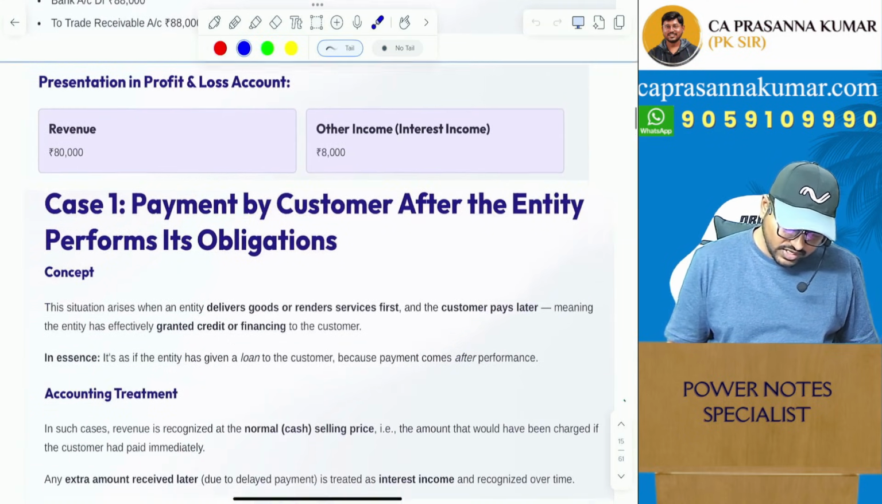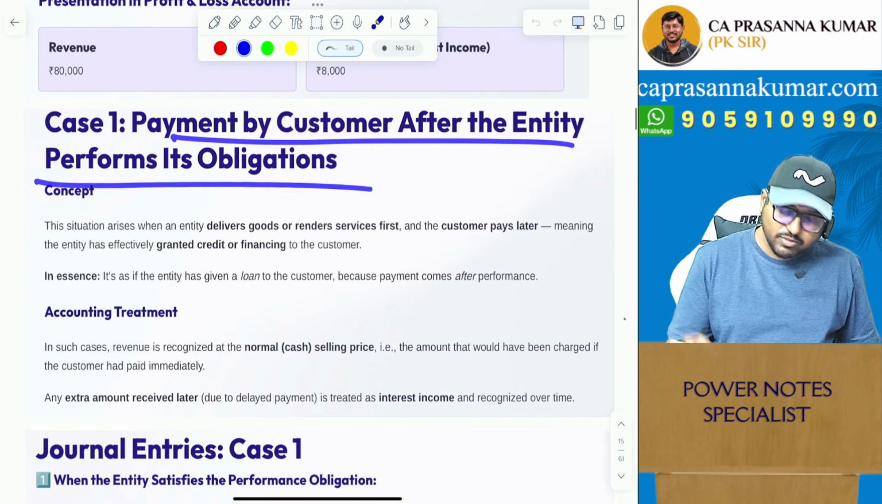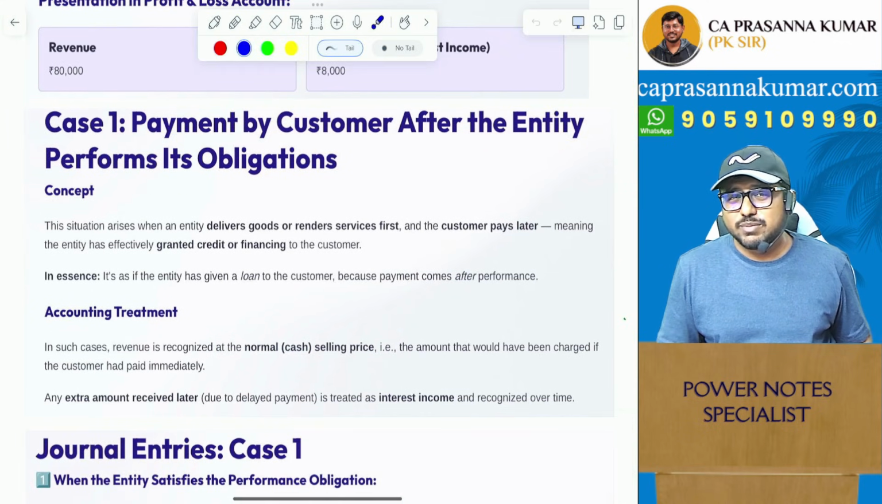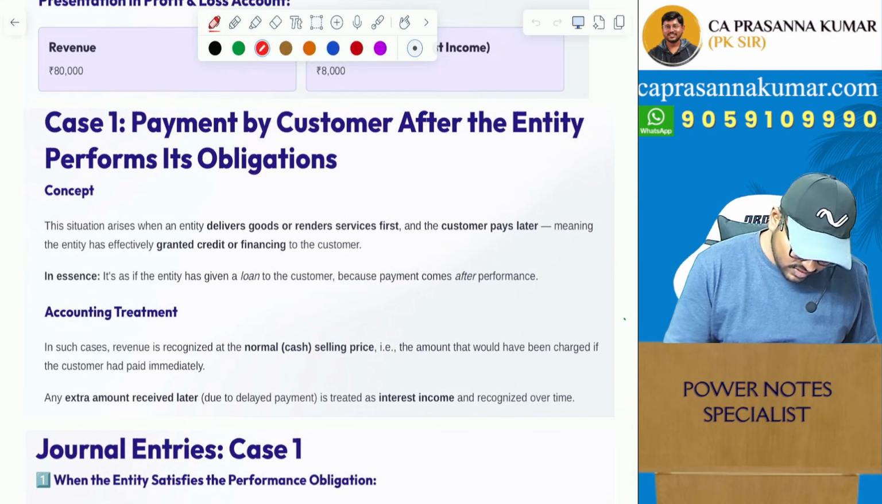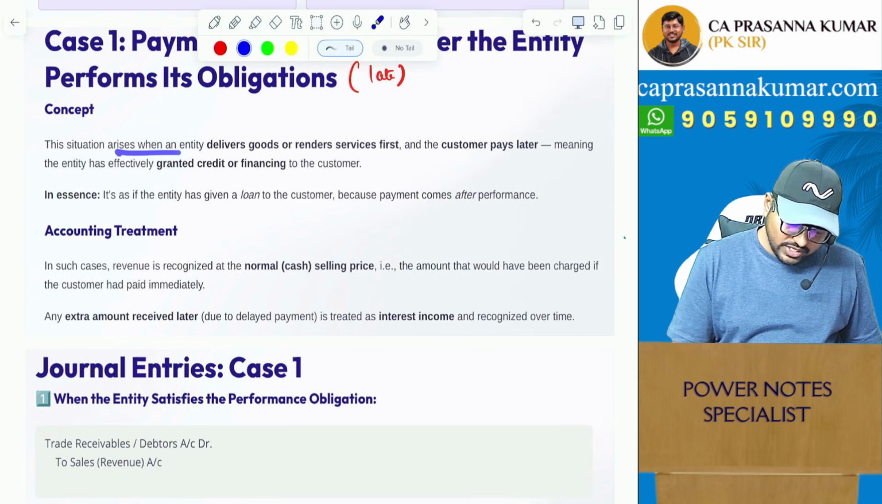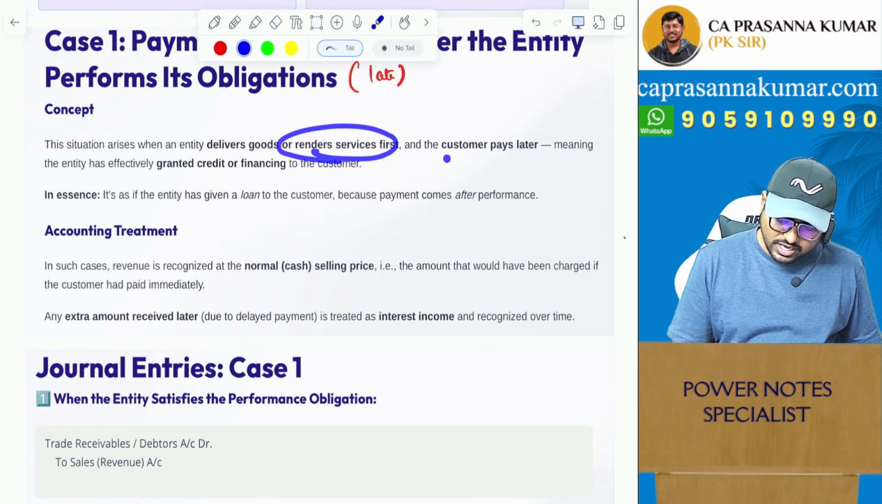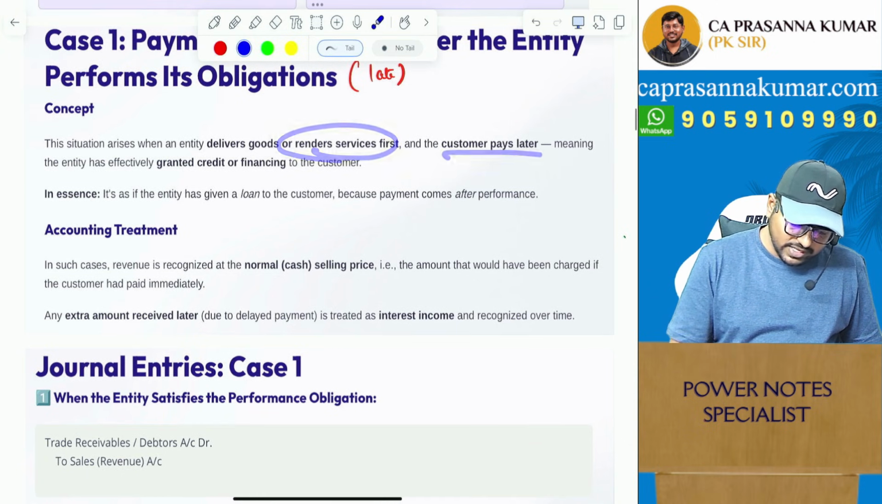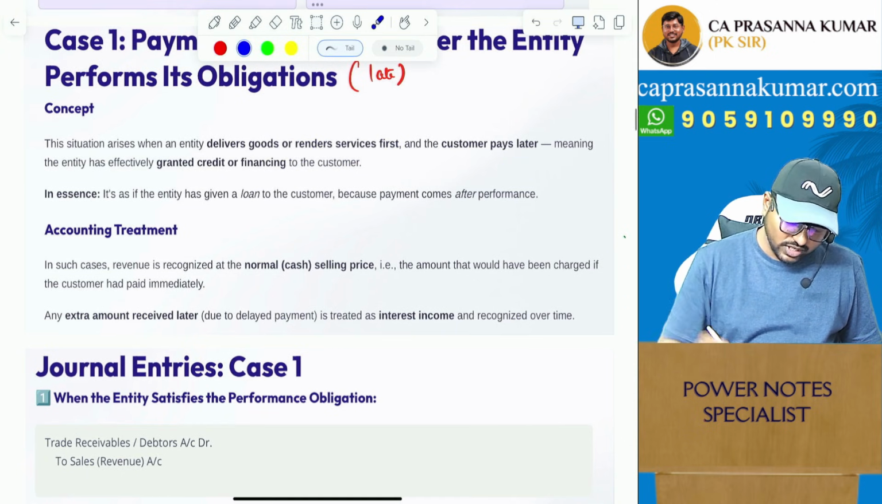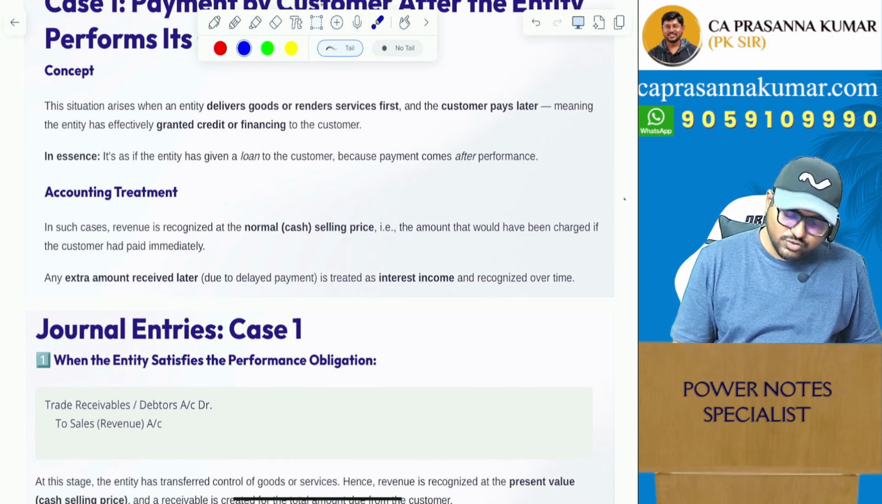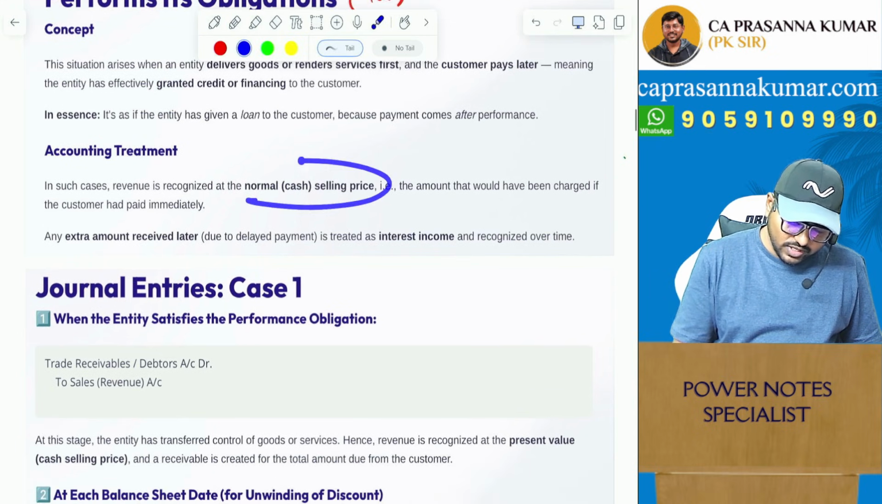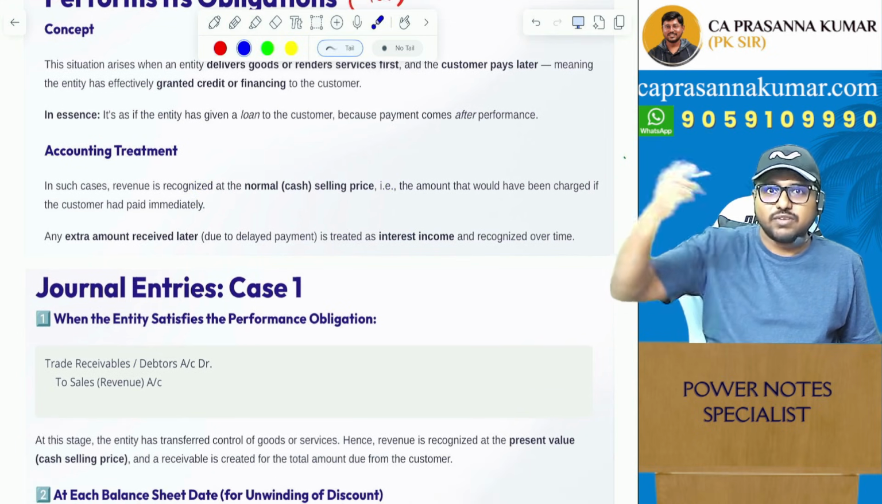You can see here. Case 1, payment by customer after the entity performs its obligations, which means payment by the customer is late. The situation arises when the entity delivers goods or renders services first and the customer pays late, which means basically the entity has given financing to the customer. Therefore, the entity will charge what? Interest income.